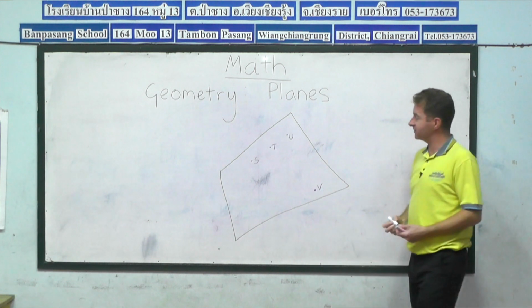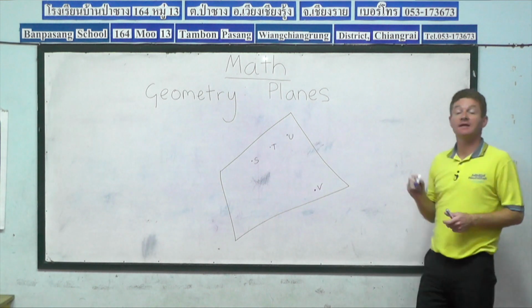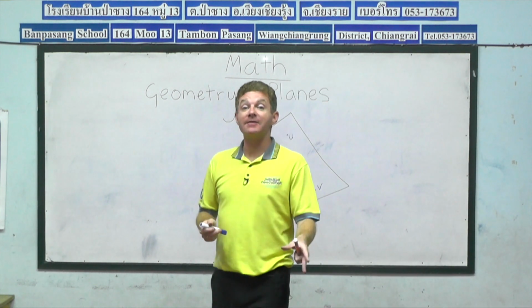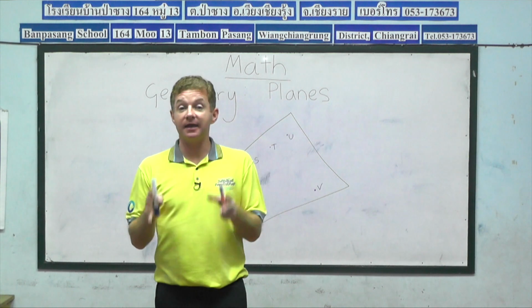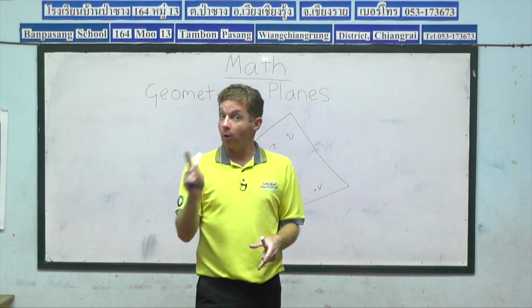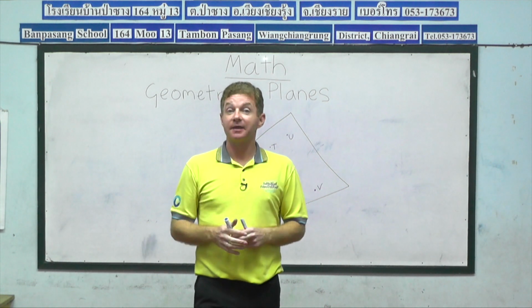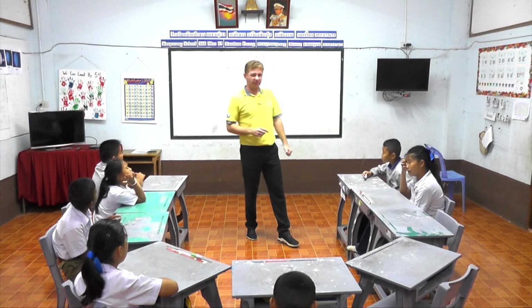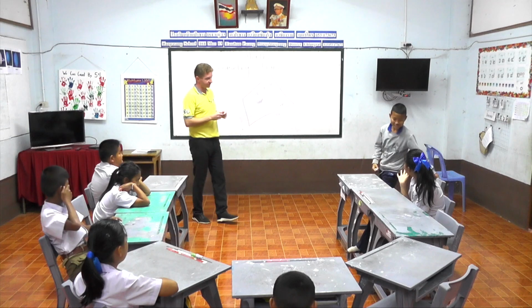And our points this time are points S, T, U, V. So now I'm going to invite a student to come forward and connect 3 of the points in a non-straight line and then give that plane its name. So here we go with Pangpon. So Pangpon, come and join me at the front.